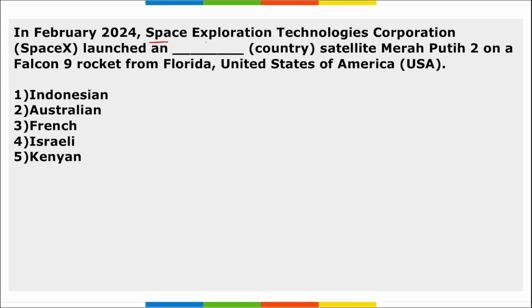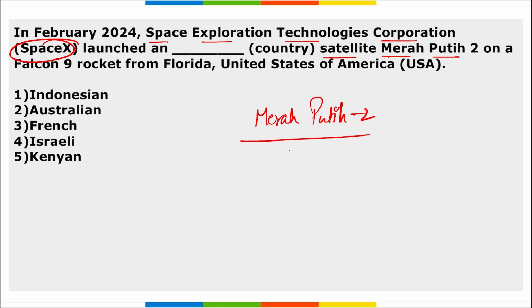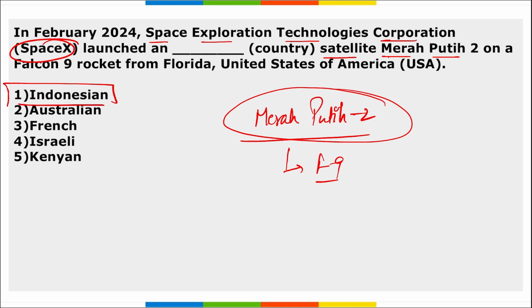Next, Space Exploration Technologies Corporation, that is your SpaceX, they launched an Indonesian satellite, Merah Putih 2. This was launched using Falcon 9 rocket of SpaceX. Question asked here is that this Merah Putih 2, this is the satellite of which country? It is an Indonesian satellite, right? And it was launched using Falcon 9 rocket, and this was the 300th successful flight of Falcon 9 rocket.